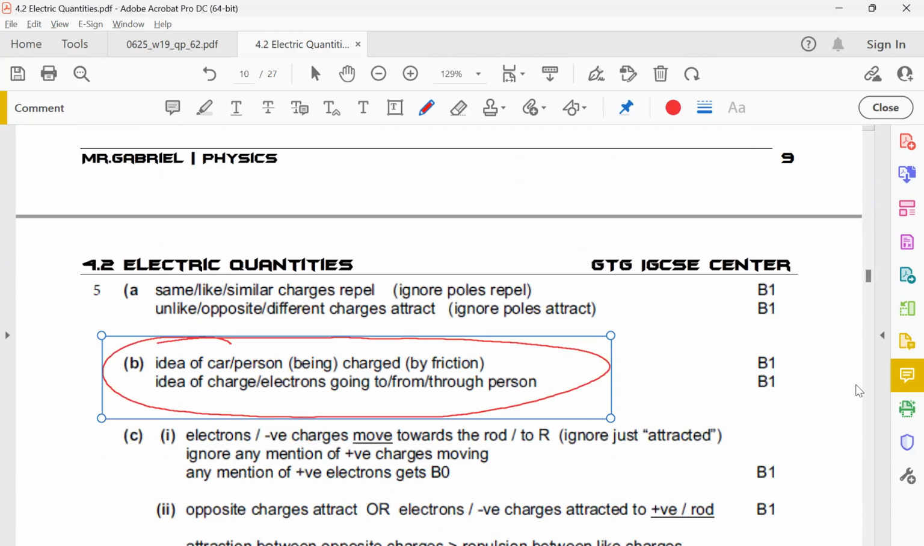Okay, literally any way you mention that one thing is charged up and it transfers electrons to the other thing, either one of it, it doesn't matter, because you don't know, guys, but you know for a fact that there's a transference of electrons or charges. To be more specific, the negative charges, which is an electron.